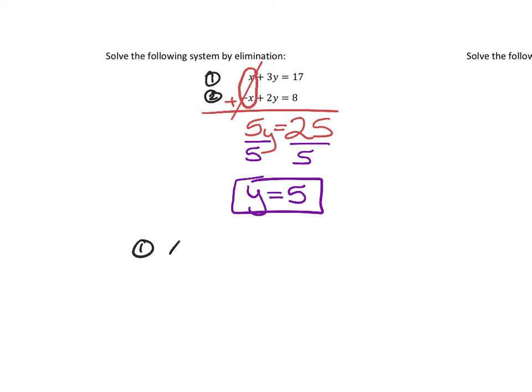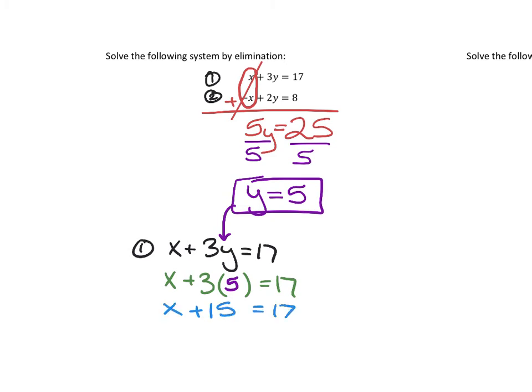I'm going to take that first equation, x plus 3y equals 17, and I'm going to substitute in this y, since I know its value now. So here I go, I'm substituting it in. x plus 3 times y equal to 17, but I'm going to substitute in the 5. I continue to solve like normal. 3 times 5 is 15. Then I'm going to take the 15 over to the other side. When it crosses the line, it changes the sign. So x would be equal to 17 minus 15, which is 2.